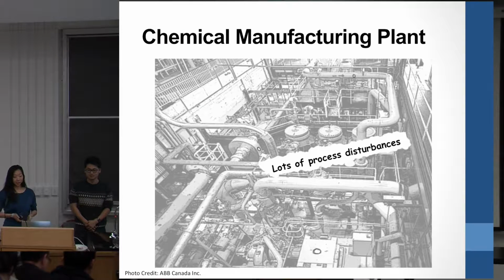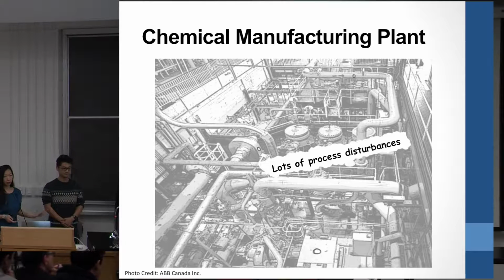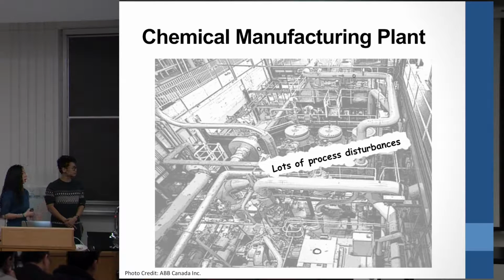So our app, IntelliWork, is designed to help machinery operators in a chemical manufacturing plant. As you can see from this picture, a chemical manufacturing plant contains a very large open space with lots of machines. Among these machines, a pump could break, a pipe could block. So there are lots of process disturbances that could cause potential loss in production. So it is very important to identify them and resolve them.